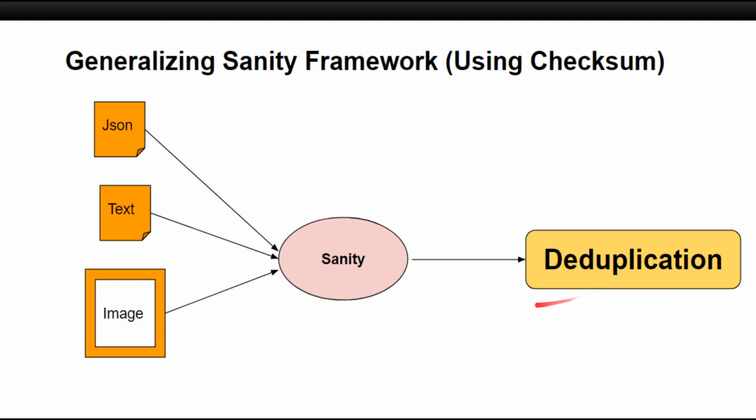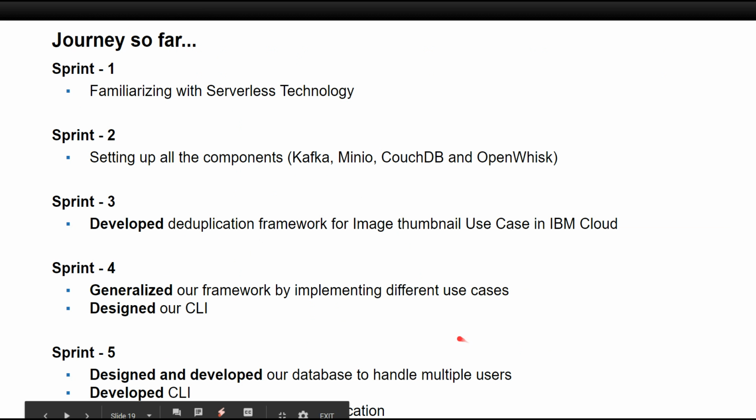In the demo, I illustrated how we could deduplicate the execution of cloud functions using the image thumbnail use case. But that is not the only use case that we implemented. We implemented a weather data use case which made use of JSON data. We implemented a word count use case which made use of text data, and many more use cases. These use cases illustrated that our framework has been generalized for different types of input data.